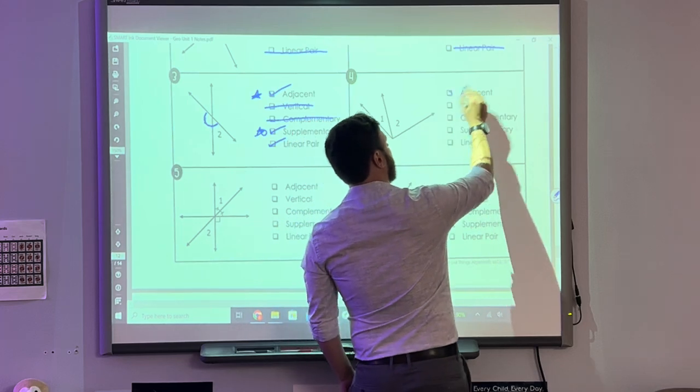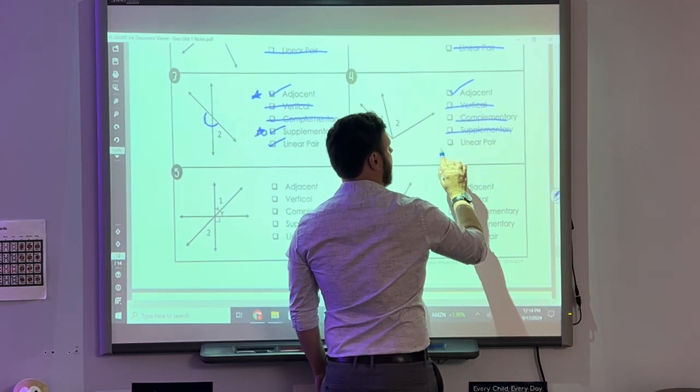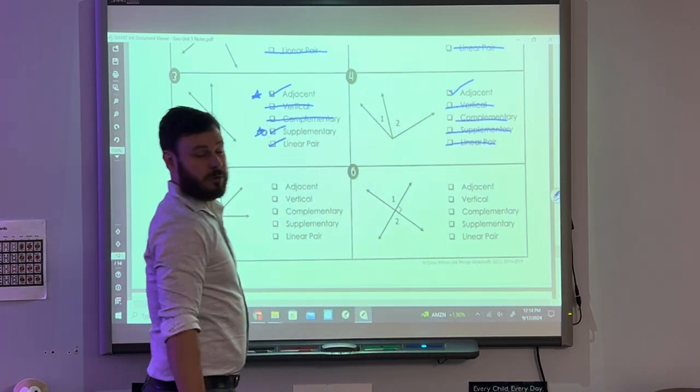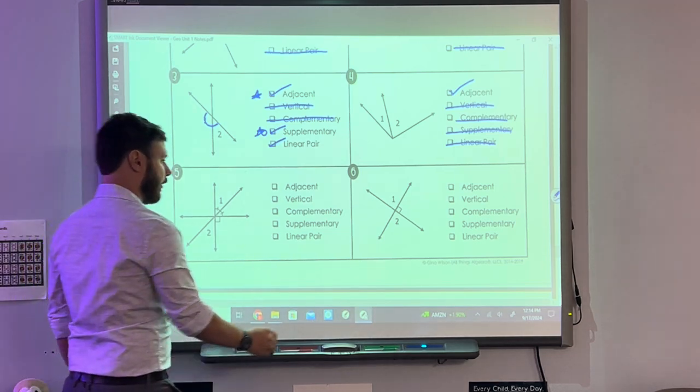These angles are next to each other. They're not vertical. They're not complementary. They're not supplementary. They're not a linear pair. This is an example of it doesn't give me enough information to make any guess about how much they're actually worth.